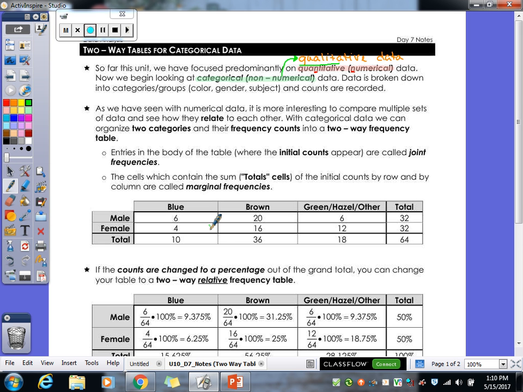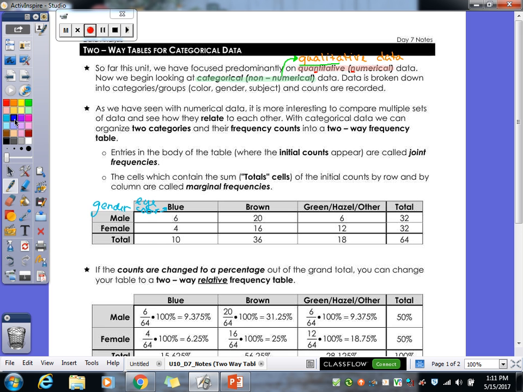So data is then broken down into categories and groups, and counts are recorded. They generally have two things that they're looking at. For example, in this table down here, we're looking at gender and then eye color. Those are two pieces of categorical data. I can't really attach a number to them because your eye color can't be 6. Your eye color can only be blue, brown, and then the green hazel category.